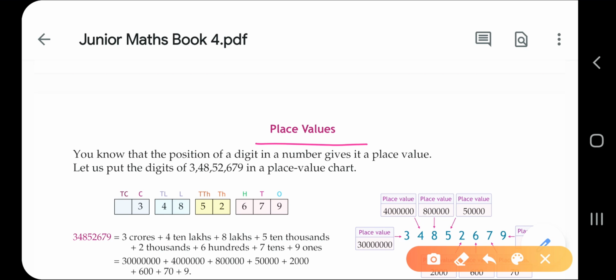The first sentence is: do you know that the position of a digit in a number gives it a place value? I will show you by example. Let us put the digits of this number in a place value chart, on the correct places. This is your place value chart: ones, tens, hundreds, thousands, 10,000s, lakh, 10 lakh, crore, and 10 crore. We will start arranging these numbers from left to right.